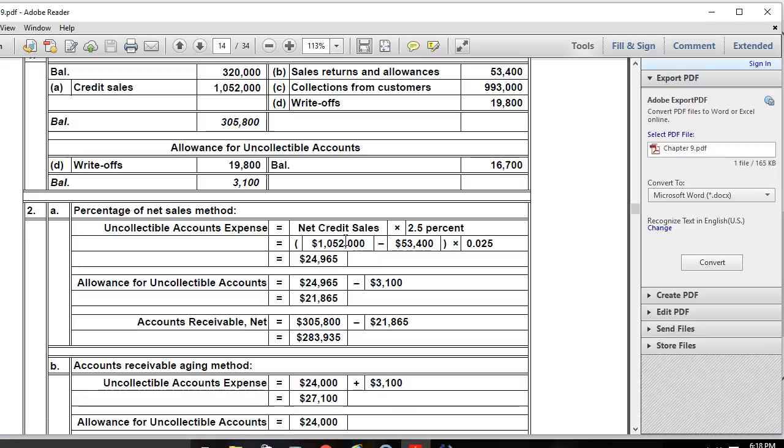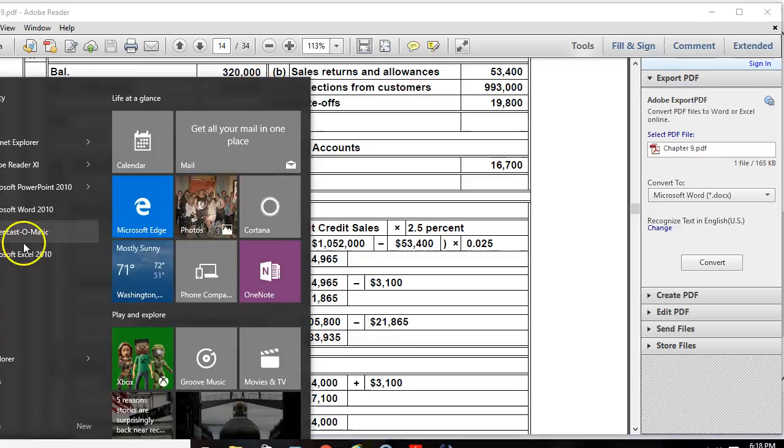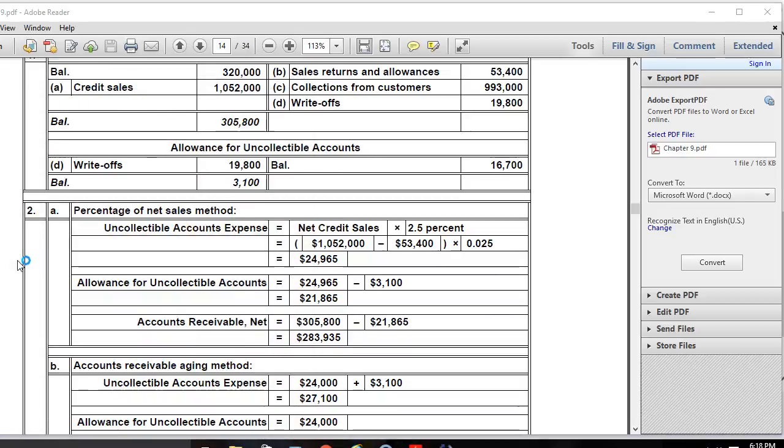Now, if we look at, we have a balance here of a debit balance of $3,100, don't we? If we show our $24,965 as a credit and we have a debit of $3,100, what will our new balance in our allowance for doubtful accounts, or uncollectible accounts, be? Would it be the difference? A credit balance of $21,865.